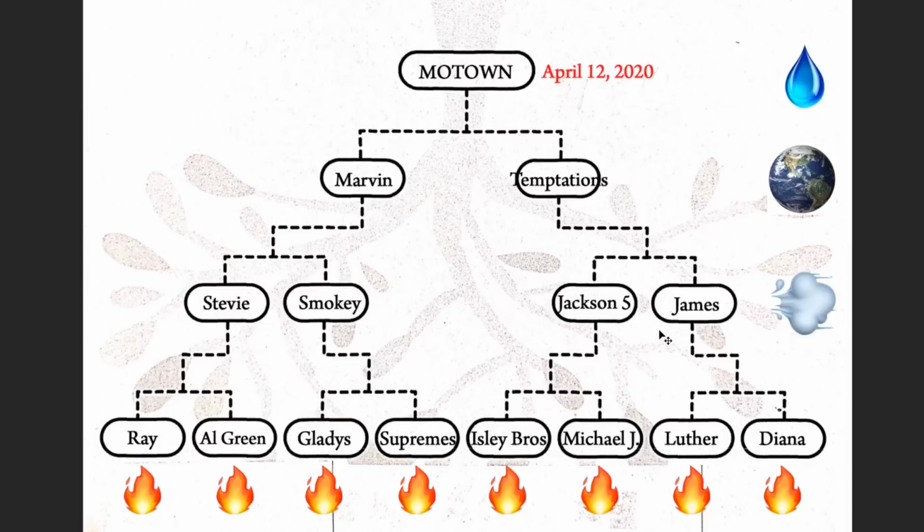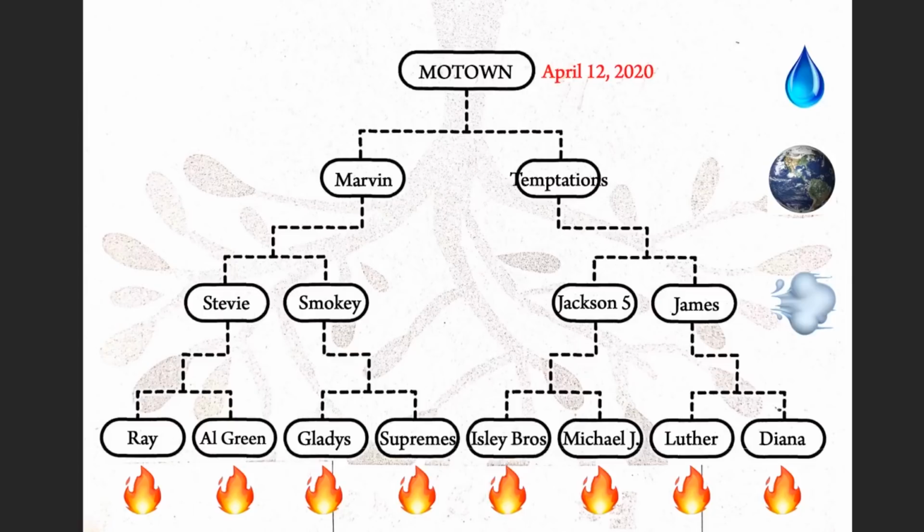Okay, and then that is where the split happens. Once Michael J is in the earth position, he's going to be in the earth position with the Isley brothers. But the flower needs to split in order for Michael J to get into the water position.